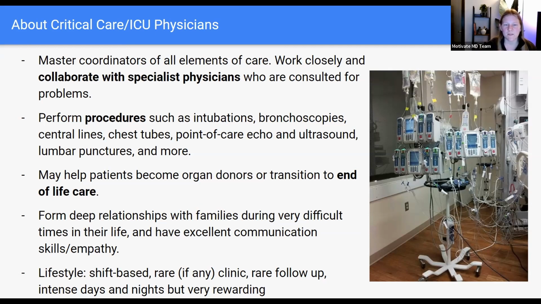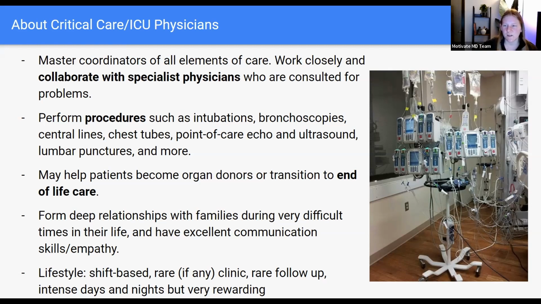But a lot of the times we have family members or loved ones who are the primary point of contact that we have to provide updates to. So ICU physicians have to have excellent communication skills and excellent empathy to have those close relationships with families and loved ones.